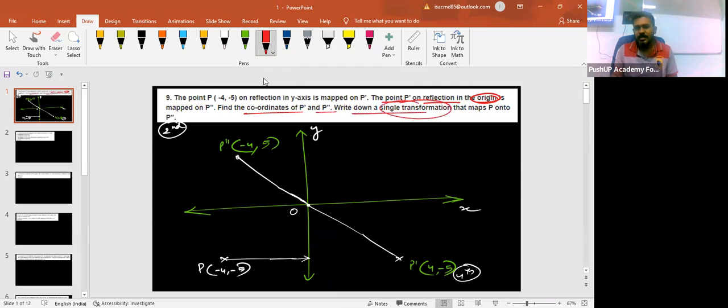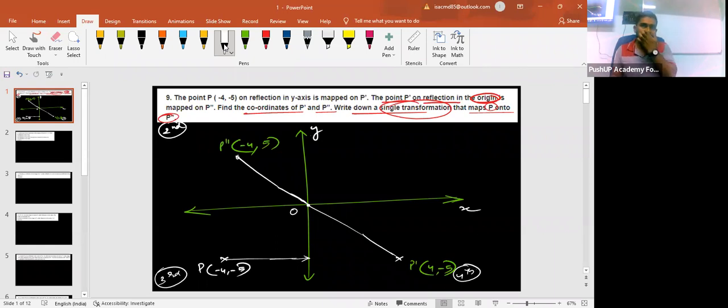All right. Now they are asking you, find the coordinates of P dash and P double dash. Write down a single transformation that maps P onto P double dash. Now children, this word we haven't discussed yet in our class. So let us understand the meaning of single transformation. Where is P, the object? It is in the third quadrant, isn't it? Where is P double dash? It is in the second quadrant.